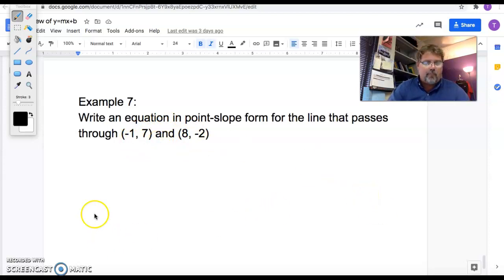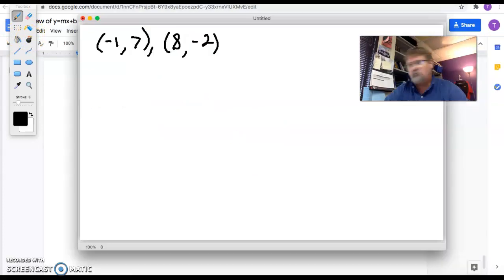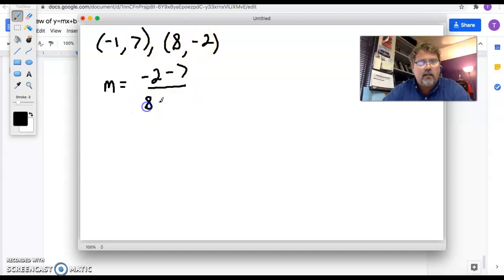Okay, so let's take a look at finding this slope first. All right, so we got our points, and we need to find a slope, because without that, we really can't use our equation. So we're going to say negative 2 minus 7. Be consistent with the way you work. So I'm going that direction. Now, I got 8 minus negative 1, and that's a negative 9, over positive 9, and that's just going to give me a negative 1. So that worked out pretty good.